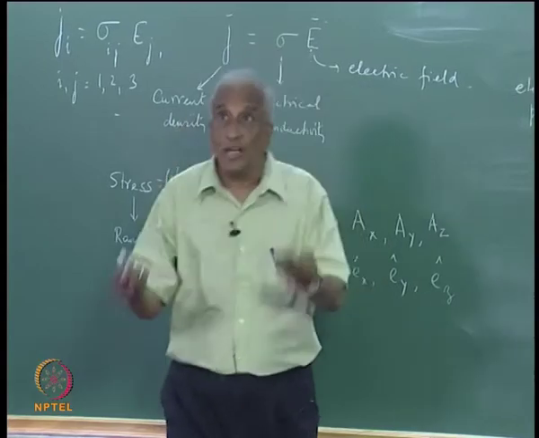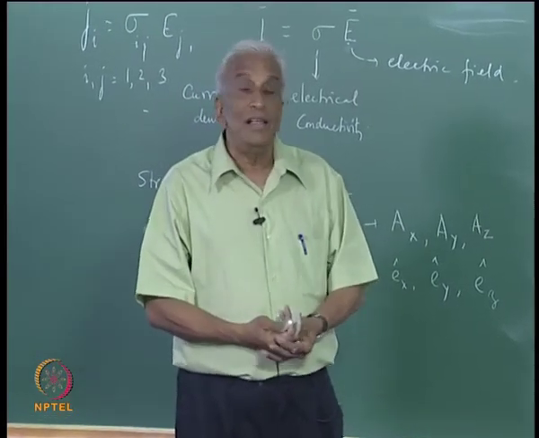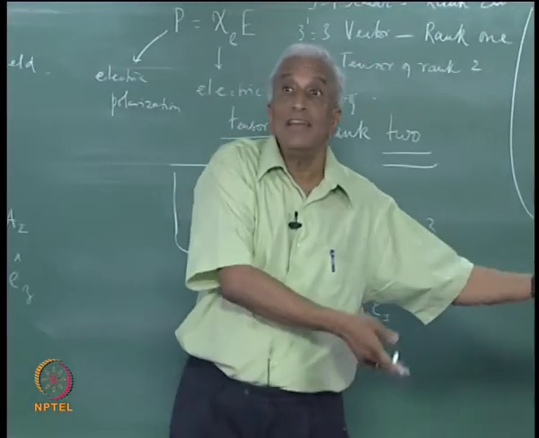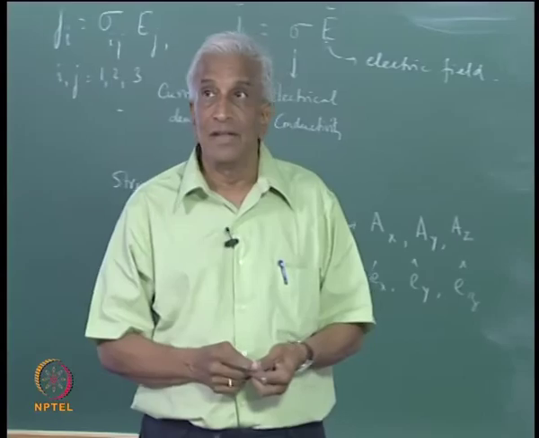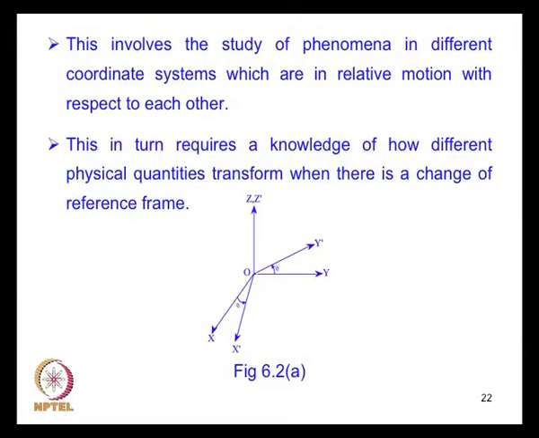The elevator provides one set of coordinates, while the fixed earth outside gives you another coordinate system or a reference frame, and it is very necessary for us to know how the different quantities transform when we go from one set of coordinates to another. This requires a knowledge of how different physical quantities transform when there is a change in the reference frame. This figure shows a simple change effected by a simple rotation about the z axis by an amount theta.